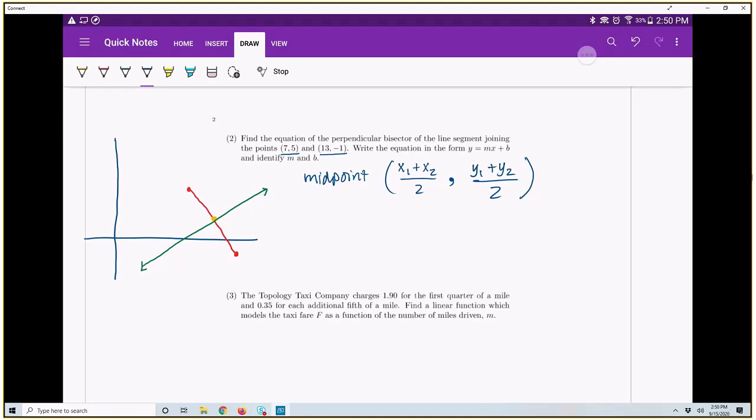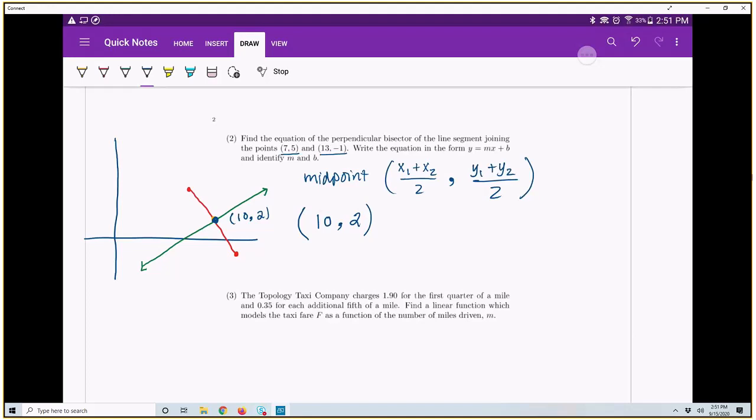So let's first find our midpoint. With the points that we are given, 7, 5, and 13, -1, that's going to be 7 plus 13 over 2, so 20 over 2, that's 10. And 5 minus 1 divided by 2, so that's 4 divided by 2, so that's 2. So this midpoint of the red line segment is 10, 2. And now what the question is asking me for is the perpendicular line that passes through the point 10, 2, perpendicular to the red line segment.